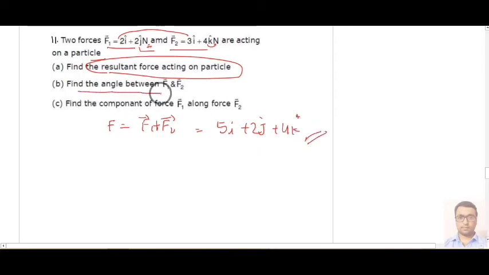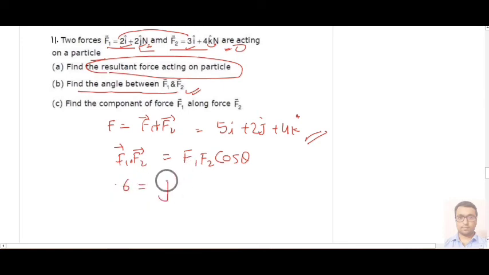Second part, it is saying to find the angle between F1 and F2. For that we know that the dot product of two vectors, F1 and F2, is given by F1 F2 cos theta. So this dot product will be equal to 2i into 3i. This will become 6, and for the coefficient of j we have 2 in F1, and in the F2 force we have coefficient of j as 0. So this F1 dot F2 will be 6 only.